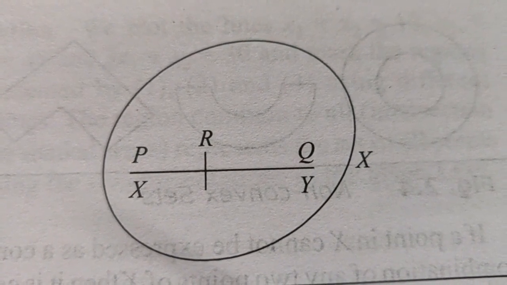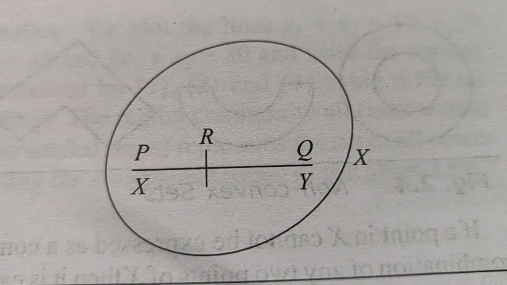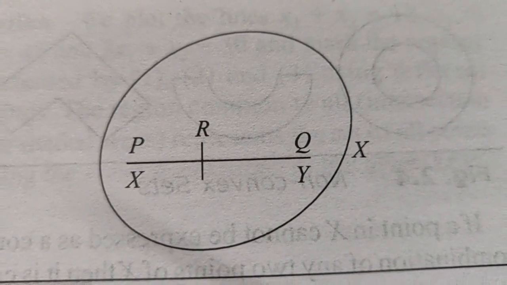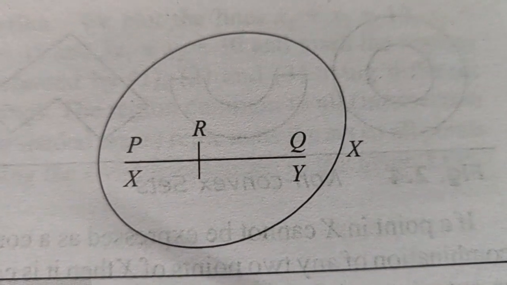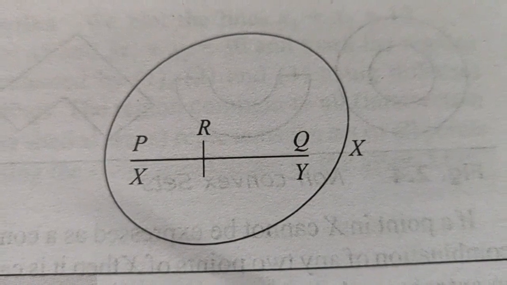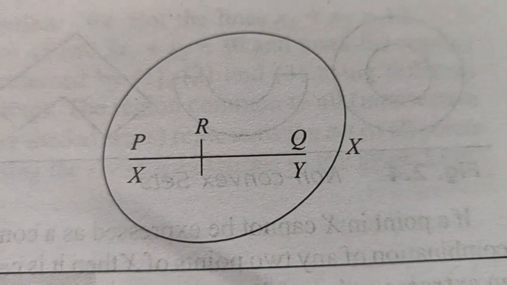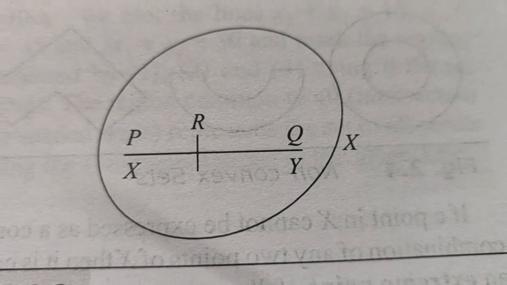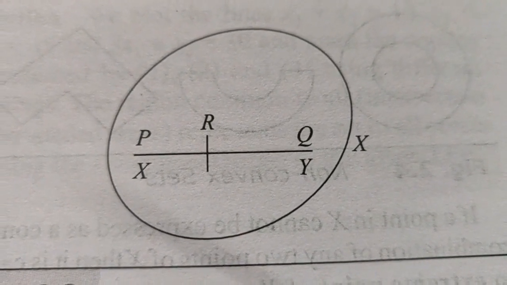Suppose X is my set. You can consider it as a circle or an ellipse. So your X is the set of all points inside and on that curve which I have drawn, which can be a circle or an ellipse according to the way it is shown. So it is a convex set, obviously, by the definition.